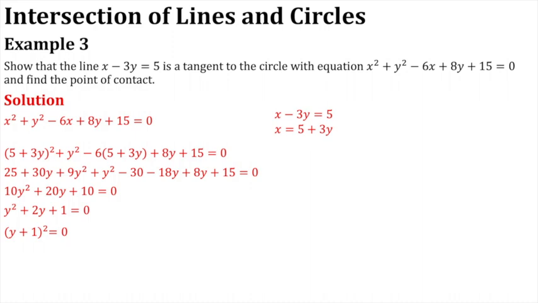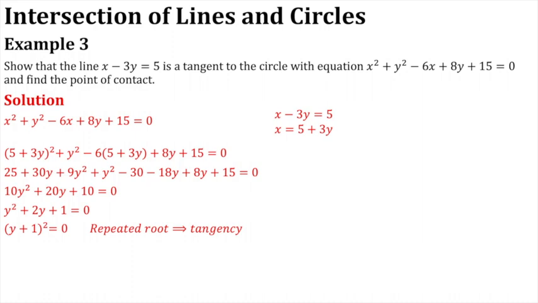And think about the first part of the question that we were asked. We were asked to show that the line x minus 3y equals 5 is a tangent to the circle. Now remember, if we are showing tangency, it means that we have a repeated root, which we do here. We've got this repeated root and that implies tangency. So we've shown that the line is a tangent, so we now need to find the point of contact.